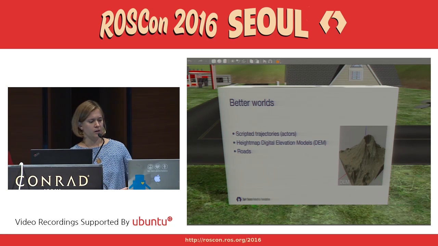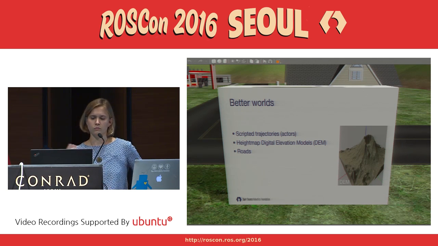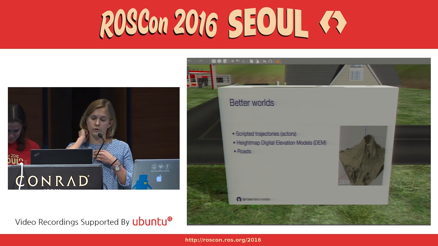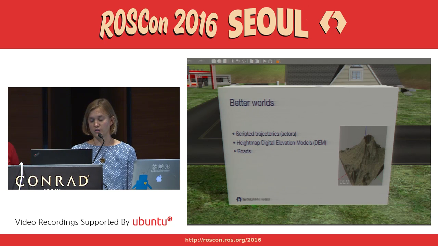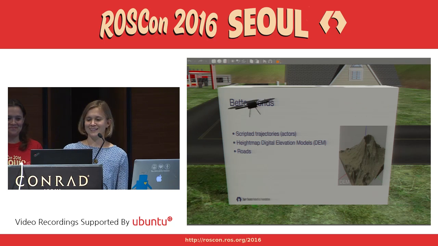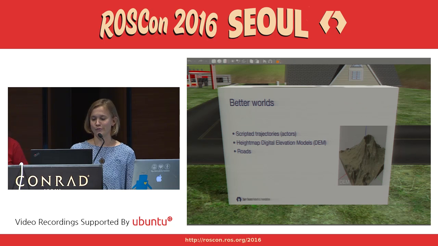So an important part of making simulation useful is having compelling worlds. Everyone has different needs when it comes to simulation. So we've added support for scripted trajectories or actors. You may notice the drone circling the slide. This is a very simple scripted trajectory. At some point you may see a person walking around or moonwalking backwards. That is also an actor. Keep an eye out for him.